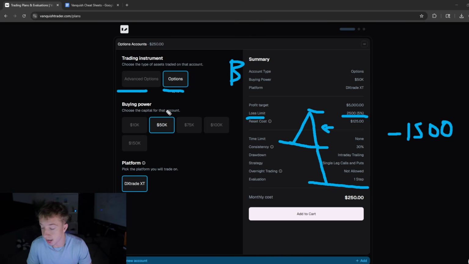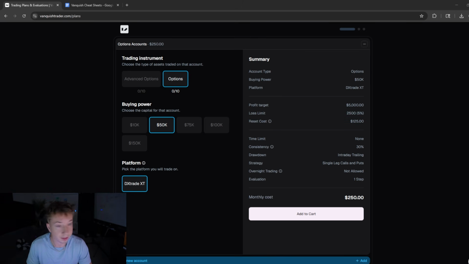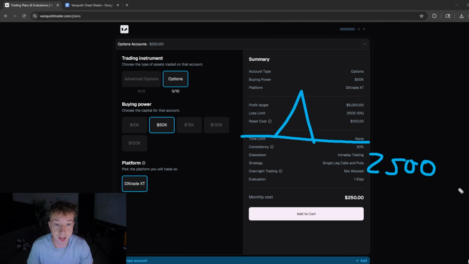But the advanced one is a little bit different in how they calculate the drawdown. On the advanced one, you could be up $1,000 on the day, then lose $1,000. And if you're break even for the day, the drawdown is just based off what your equity is at the end of the day. So you'll still have $2,500 the next day, as long as you didn't lose anything before, right? If this is a fresh account, which in my opinion is just way easier.